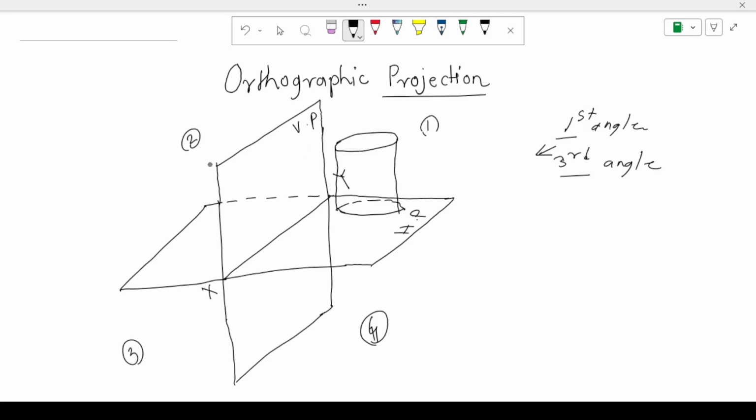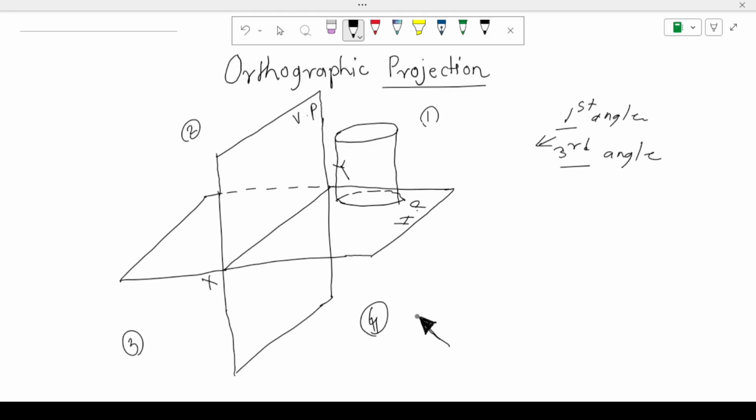Okay. If the object is placed in the second quadrant, then what is the position of that object? It is above HP and behind VP. Okay. And in the third quadrant, it is below HP and behind VP. And in the fourth quadrant, it is below HP and in front of VP. Always remember one thing, that the direction of viewing your object by this direction is the front view. Okay. By this direction only you have to imagine the object, then and only then can you understand the first angle and third angle positions. Okay. So let's start. What is first angle projection?